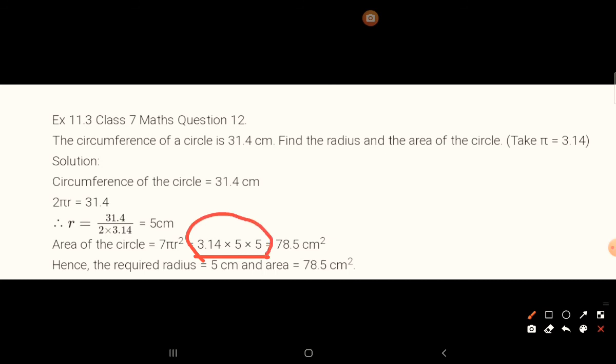Now you need to multiply this. After multiplication your answer will be 78.5 centimeter square. So this will be the area of the circle. Hence the required radius is 5 and the area is 78.5 centimeter square. So this will be the solution part of question number 12. Hope you understood.